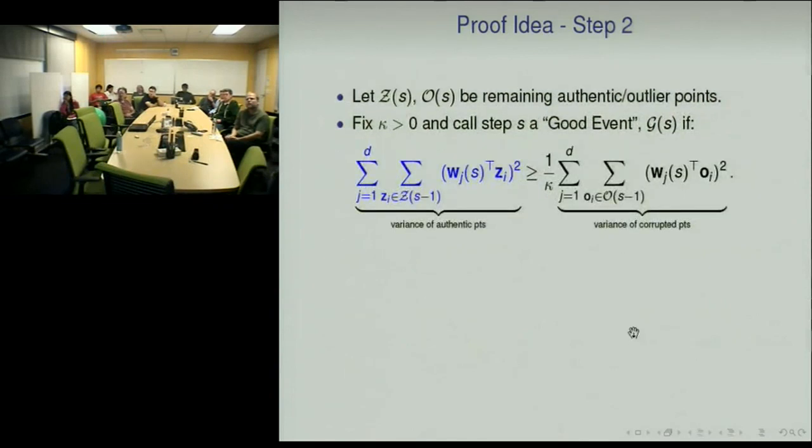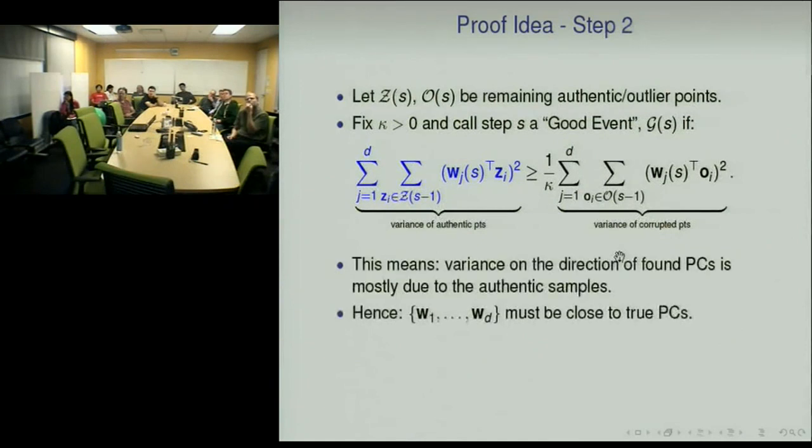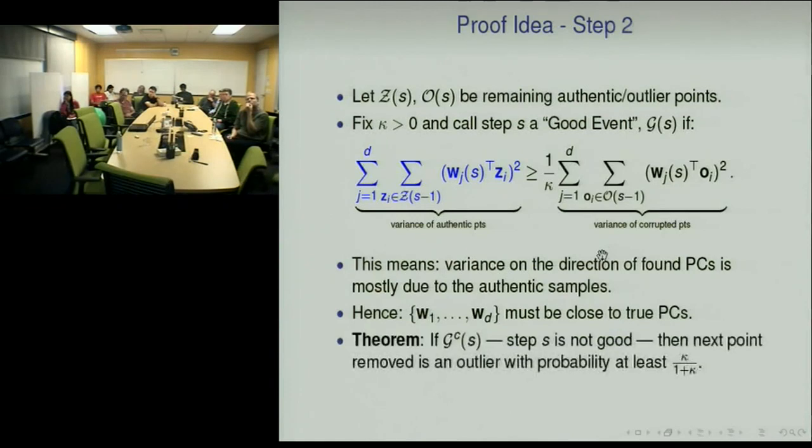So this is in terms of the variance. This is the variance of the authentic points. This is the variance of the corrupted points. Basically, we say that the variance in the direction of the PC, we want it to be mostly due to the authentic samples. If that happens, then we're fine. The outliers did not hurt us too much.